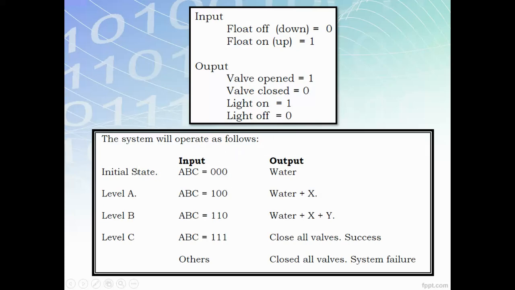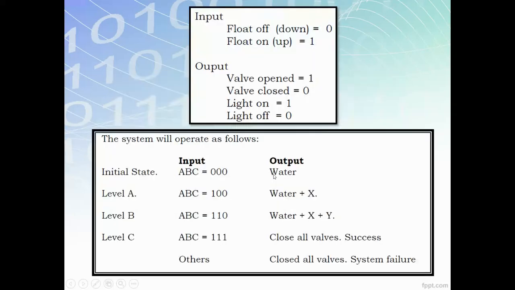Okay, for example, the initial state, maknanya tak ada apa-apa lagi. So the ABC equals to 0, 0. So the output water. Okay, dia akan masukkan water. So dia tengok tank tu kosong, maka dia akan masukkan water. Okay, as based on the case study that given lah.